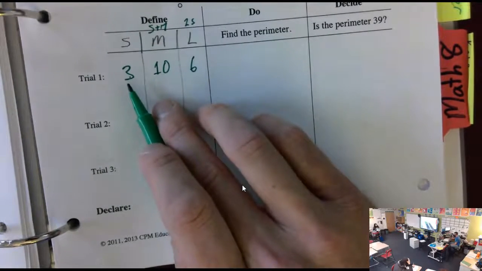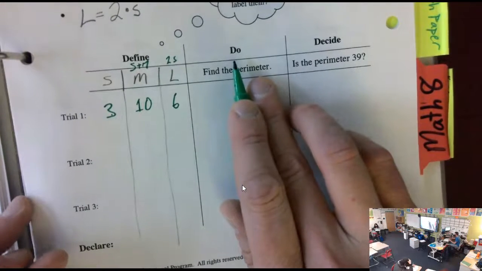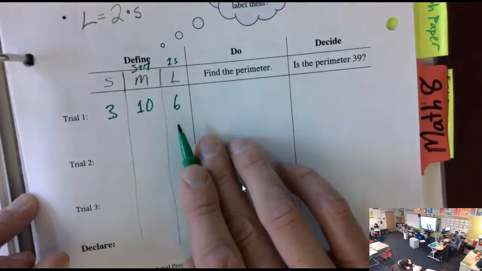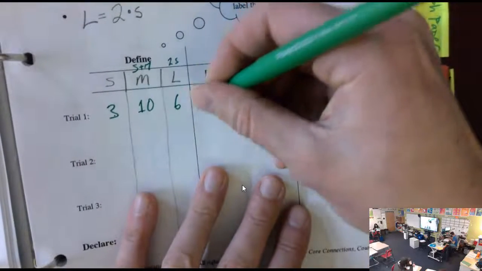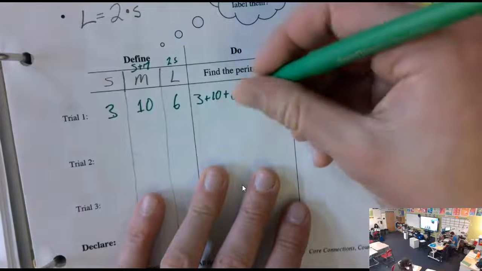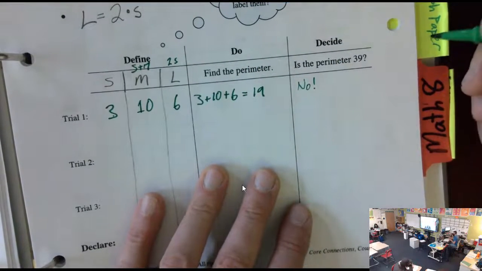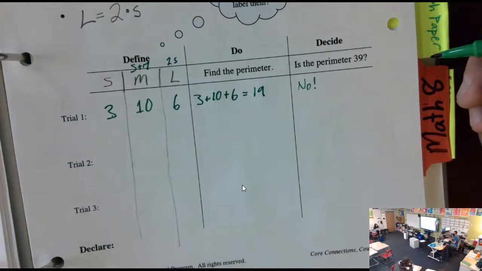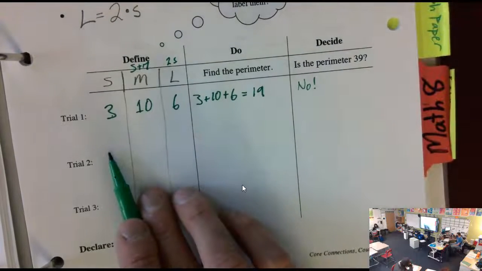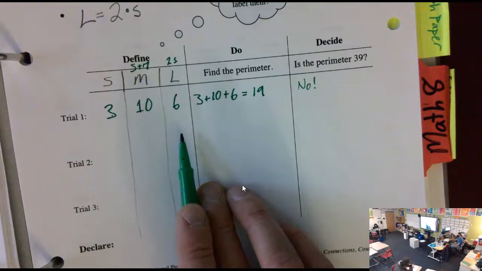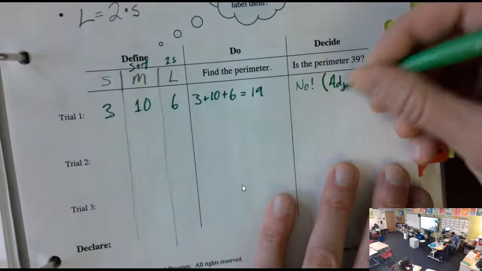I don't think this guess is good, and we're going to check that in the do spot, because what are we doing with these numbers? So what do we do, though? How do you find the perimeter? Add them. So when we add them, we get 19. Is that 39? No. When we're too low, what do we do with our guess? Go higher. So take a couple minutes with your team. Try to figure out the lengths of the short and medium and long sides that make a perimeter of 39. So since it's too low, we adjust up.